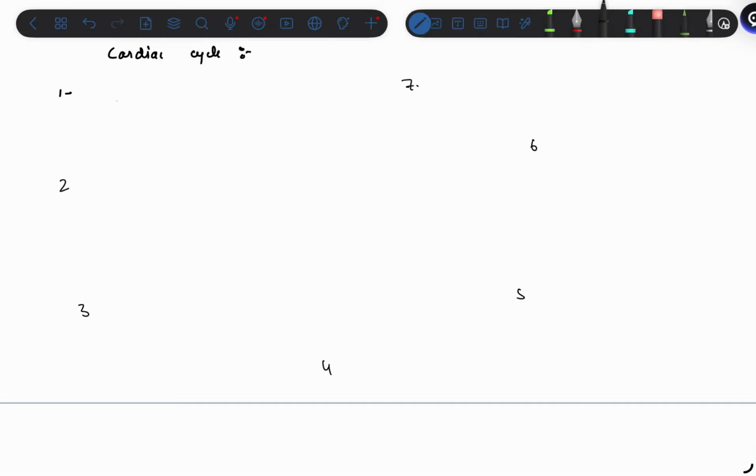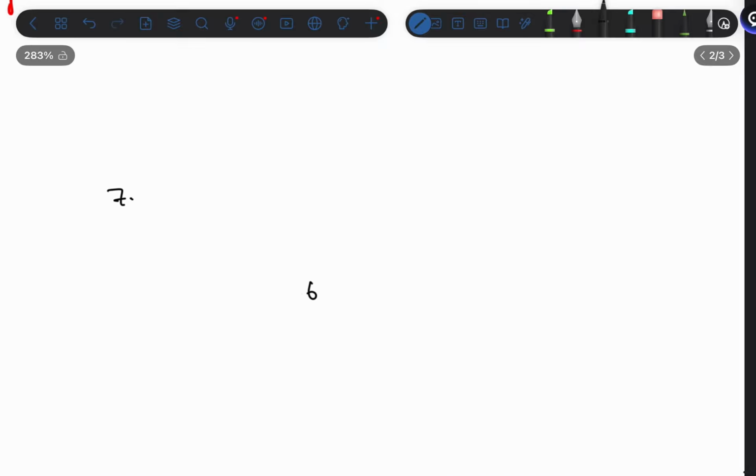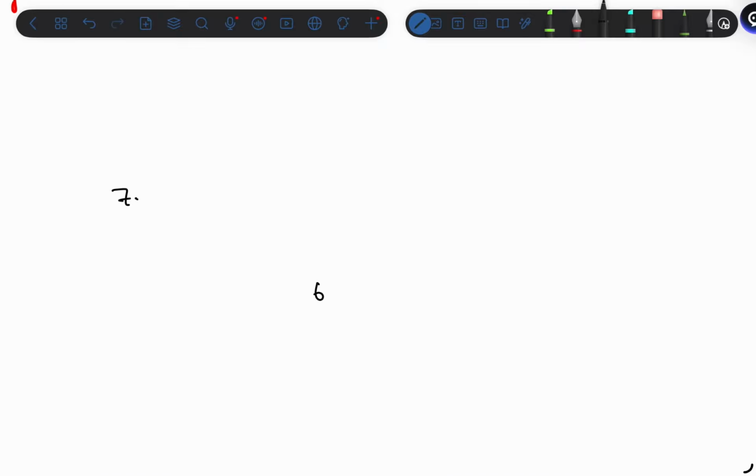So today we are going to learn about the cardiac cycle. First, I would like to brief you about the normal cardiac function. Let's suppose this is the left atria and this is the left ventricle. This is the aorta arising from the left ventricle. This is the mitral valve and this is the aortic valve.